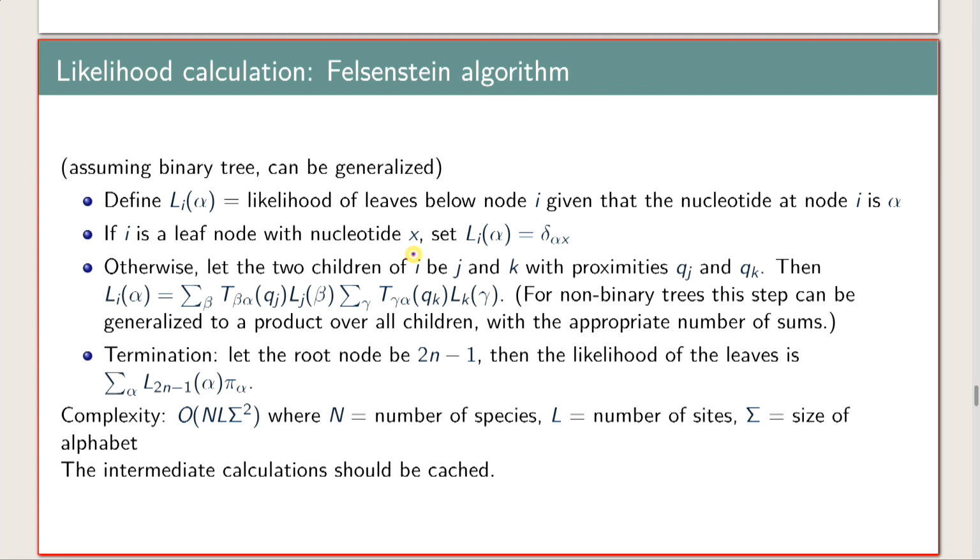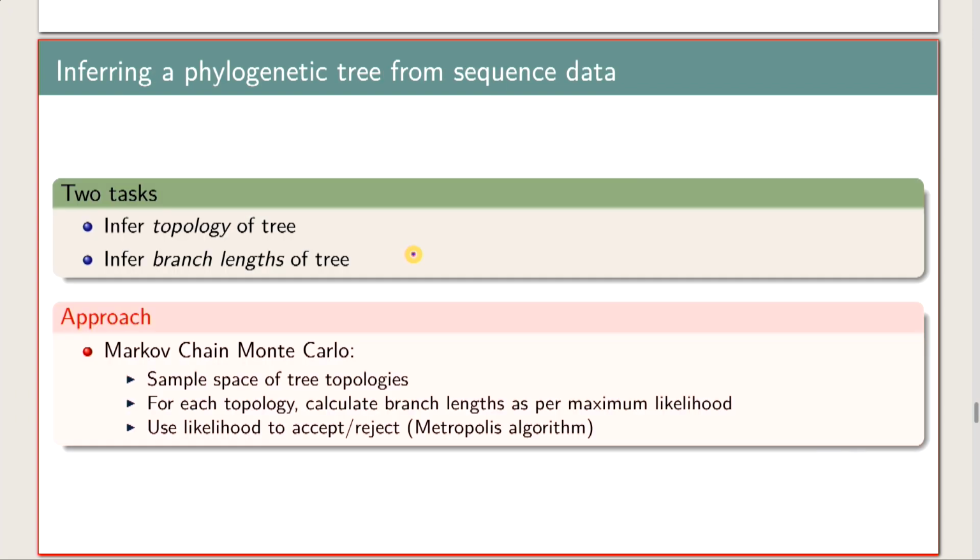And then how do you actually infer a phylogenetic tree from sequence data? As I said, you need to infer the topology and you need to infer the branch lengths. The approach is usually a Markov chain Monte Carlo approach, in which you sample the space of tree topologies. So you have a tree and a set of branch lengths, Q1, Q2, Q3, whatever it is. For any tree and any branch lengths, you know how to calculate the likelihood.